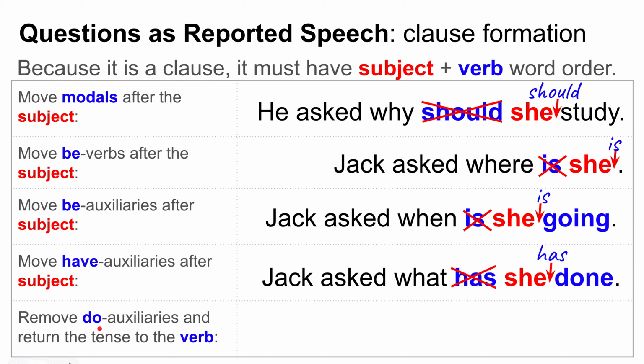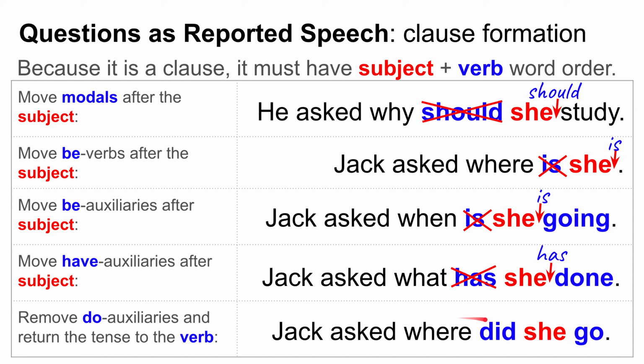And lastly, if I have a question with a do auxiliary, I need to remove it and return the tense to the verb. So Jack asked, where did she go? So where did she go is a question, but when it's reported, such as Jack asked, then I need to remove did and put the tense back in go. So Jack asked where she went.